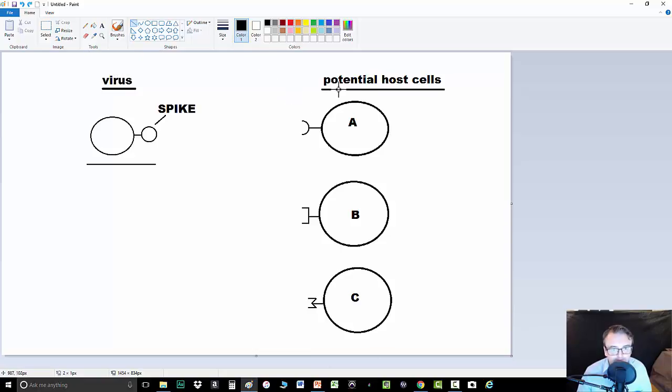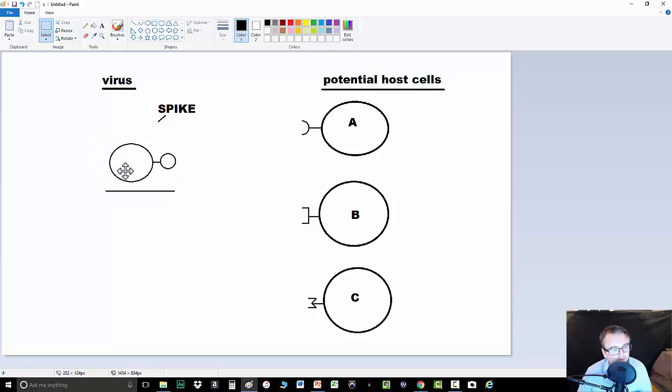But the point is we have 3 potential host cells, each with a different shaped receptor, to represent a different lock-like configuration. And then over here we have a potential virus that's got a very particular looking spike. Now, as we might already start to imagine, this virus is only going to be able to infect one of these 3 host cells.